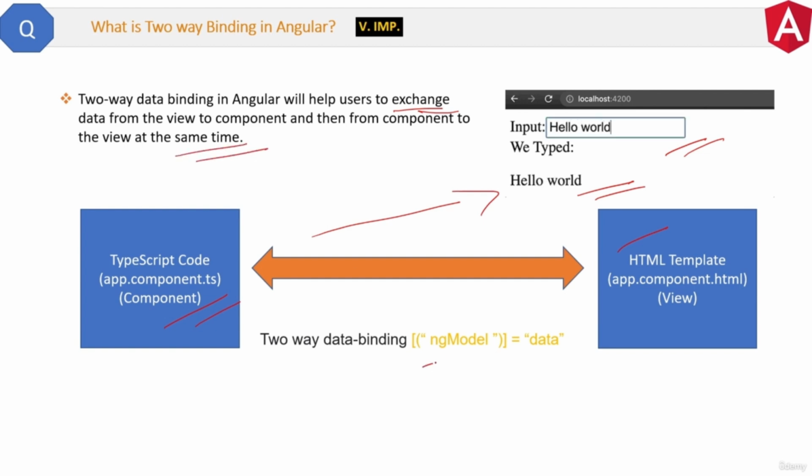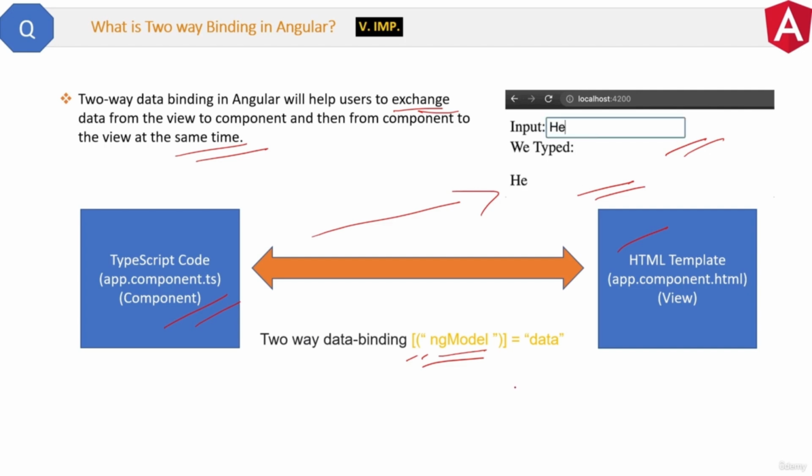This is the code format for it. First square brackets and then round brackets and then inside it ngModel. Shortly I will give you the reason behind this syntax. Some people call it banana inside the box also, but personally I don't like that. Anyway, it's up to you to remember it the way you like. It may be square brackets and then round brackets, or you can say banana inside the box.